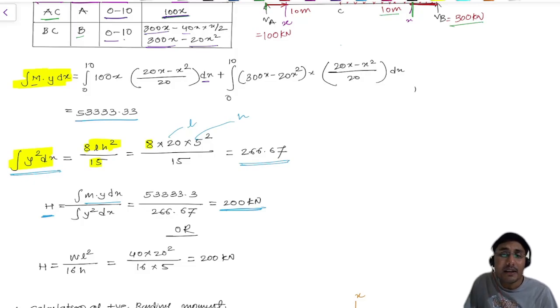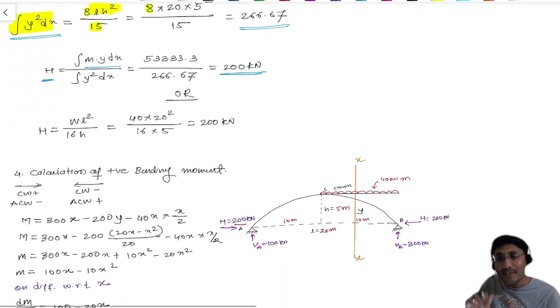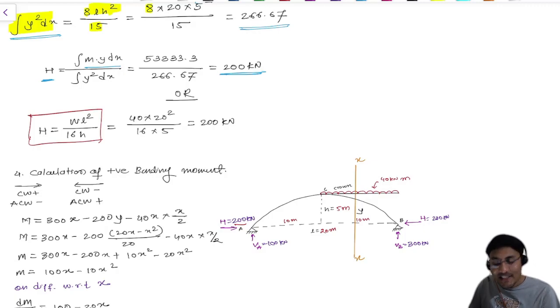Now you might be thinking, sir, we have spent so much time on this numerical, but now we don't have a check to see whether this value is correct or not. So don't worry, guys. There is one check which helps you understand whether whatever you have done is correct. There is a very simple formula: H equals WL square upon 16h.